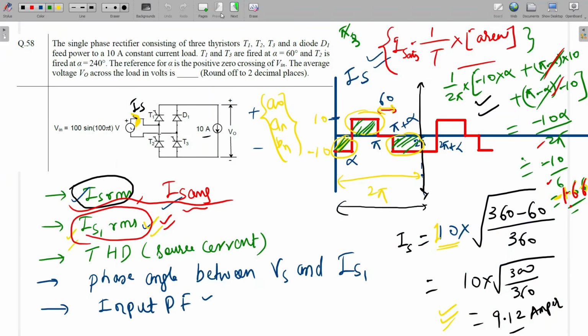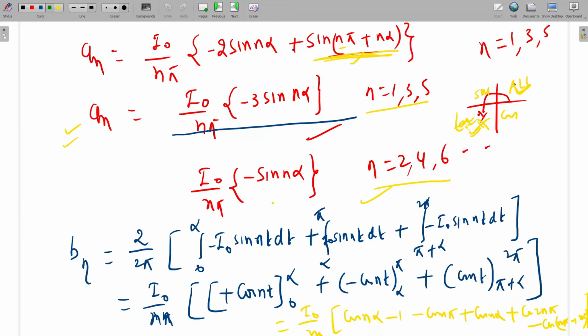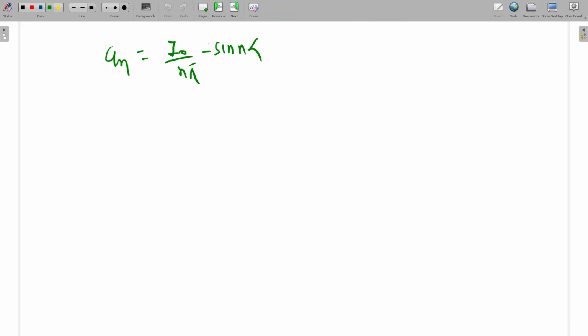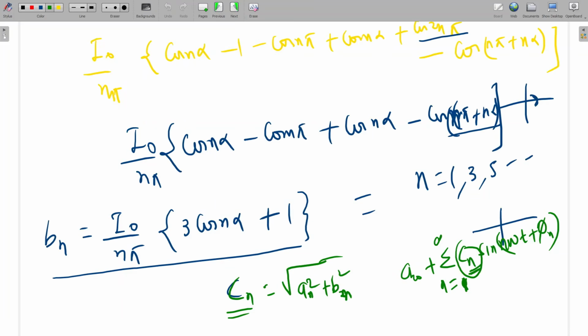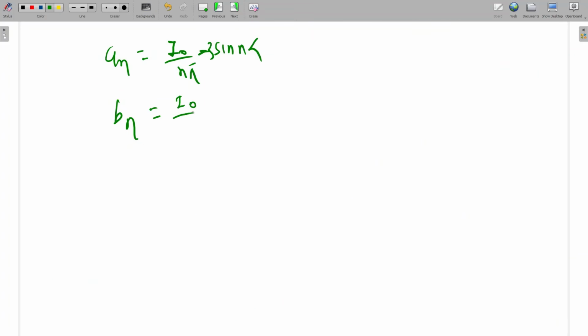One second. Minus 3 sin n alpha. For this one, it will be minus 3 sin n alpha. So we are calculating for the fundamental. Okay, so this we will consider: an is minus 3 sin n alpha. What is bn? bn is equal to I naught upon n pi into 3 cos n alpha plus 1.